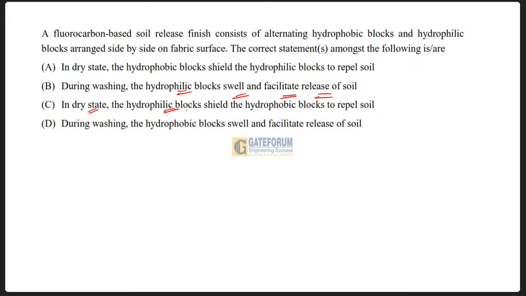So इसमें आप देख ही सकते हो, a fluorocarbon based soil release finish, what is soil release finish? So if I talk about the soil release finish, you should know what actually soil is. The finishes that are used for the removal of the soils, and which type of finishes are used for the removal of the soil? Hydrophobic fibers generally need this soil release finishing process. Example, if I talk about polyester, polyester requires this soil release finishing process.